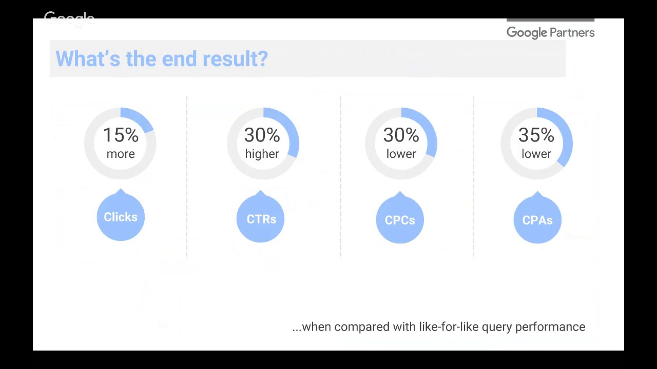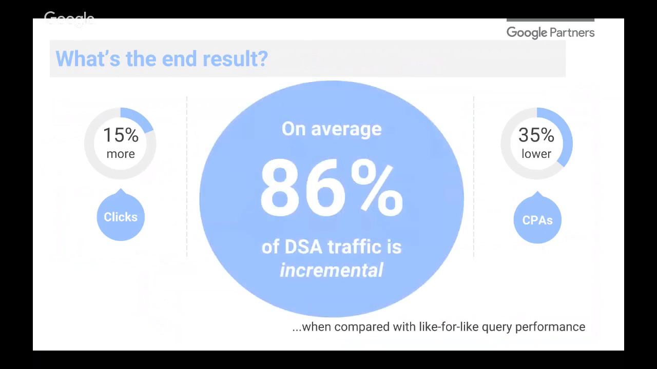But the headline stat for me, Dylan, is this one. On average, 86% of DSA traffic is incremental. Traffic that wouldn't have been picked up by your broad and phrase match campaigns. 86%. That's incredible. If I could have £1 for every time a client said to me, give me the same amount of traffic at the same CPA.